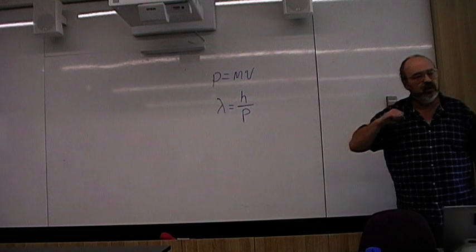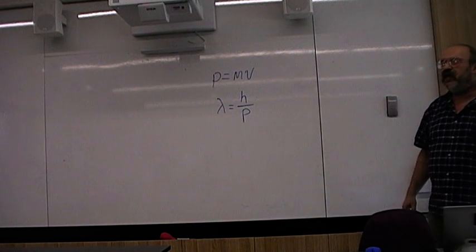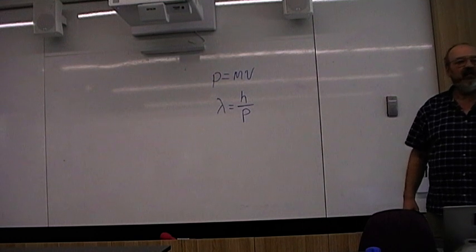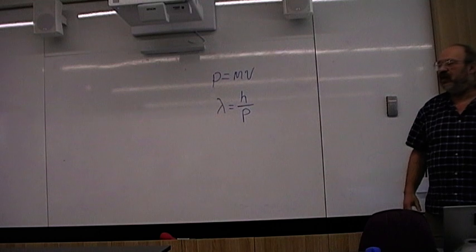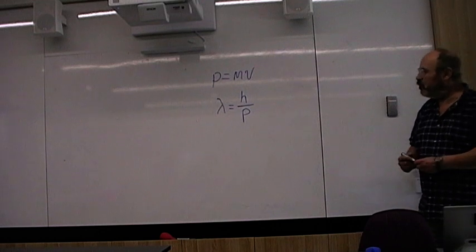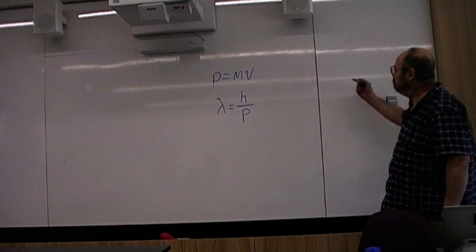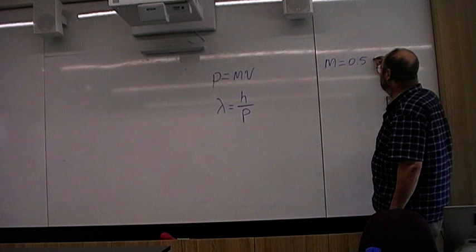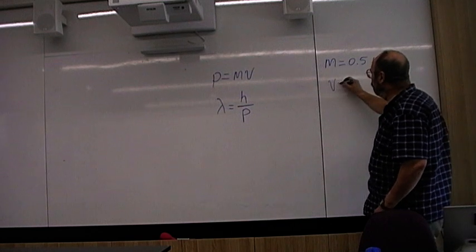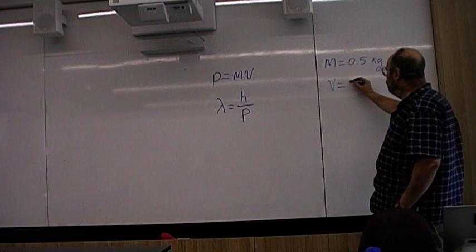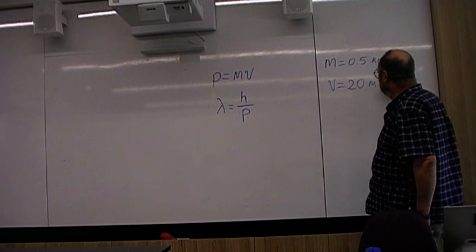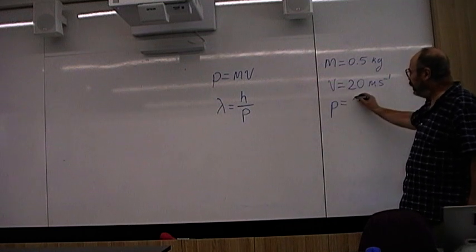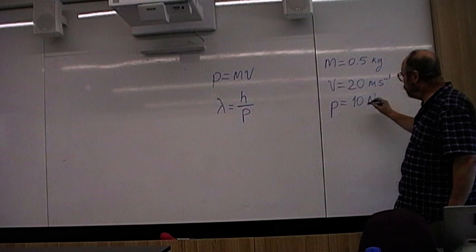Why don't we observe any wave behavior of particles in our lives? Because the mass is so high. Let's calculate momentum. Let's say a ball with a mass of 0.5 kilogram, moving with a speed of, let's say, 20 meters per second. So what will be its momentum? P will be equal to 10 newton seconds.